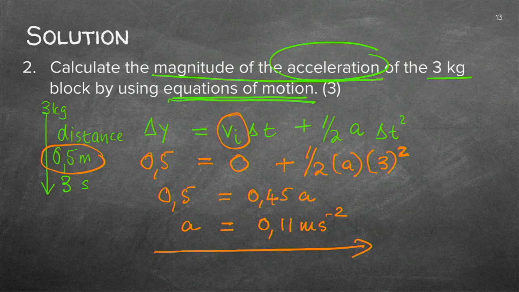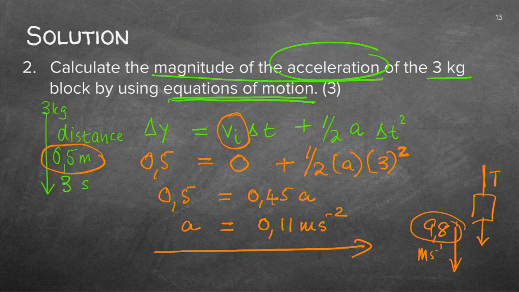Why is this different to 9.8? Well, 9.8 meter per second squared would be if it's falling just with gravity. Remember, this block is attached to a string there, so the acceleration downwards will be slower than 9.8. Therefore, we got that value.